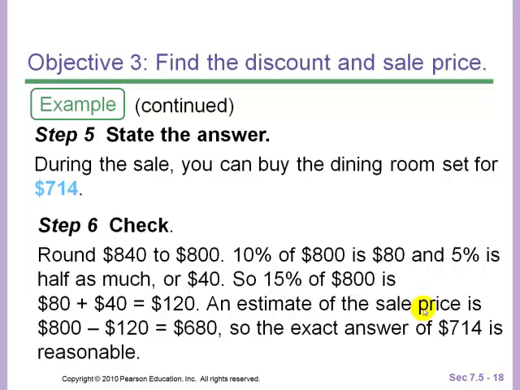You can check this by playing around with 10% and estimating. 840 is about 800. 10% of that would be 80. 5% would be half of that, which is 40. So 15%, which is 10% plus 5%, would be 80 plus 40, which is around 120. That's close to our estimate, and so our answer seems reasonable.